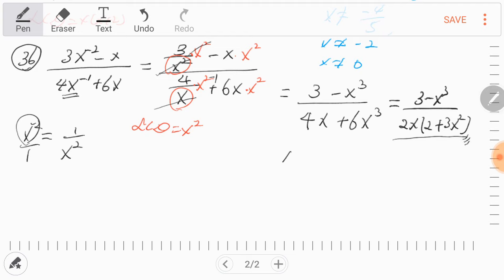And the restricted values are x cannot be equal to, from here, 0. From here, well, this is always positive, right? Because x squared is positive, so positive plus a positive number is always positive. So we cannot find a restricted value from this one. And from the original, from this fraction, the denominator x cannot be equal to 0. Okay, and then even this one. So this is the restricted value.